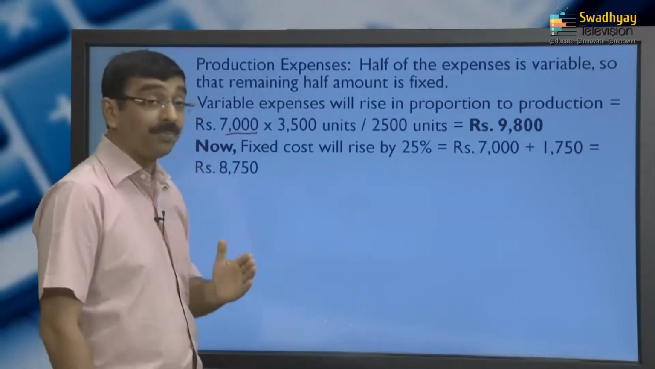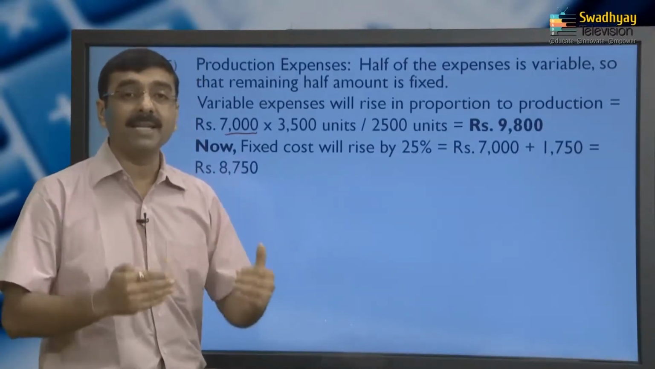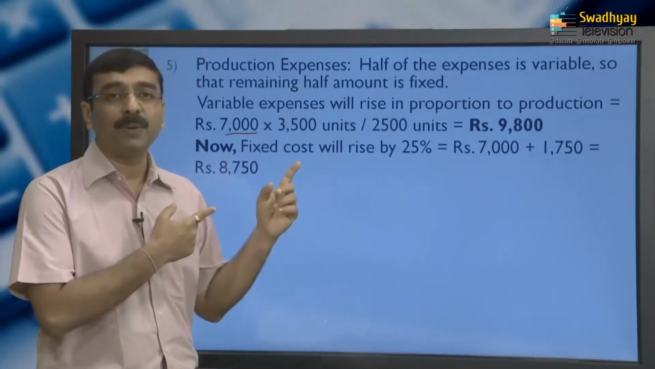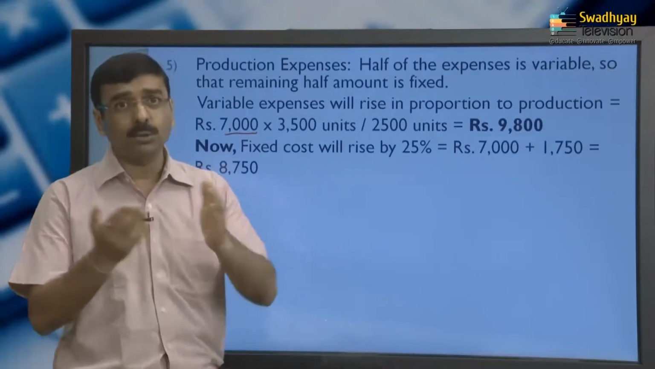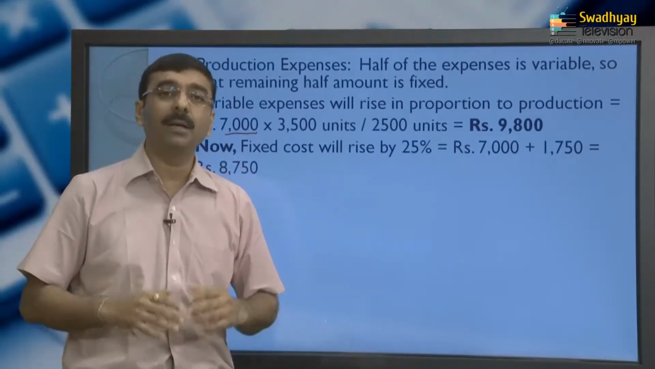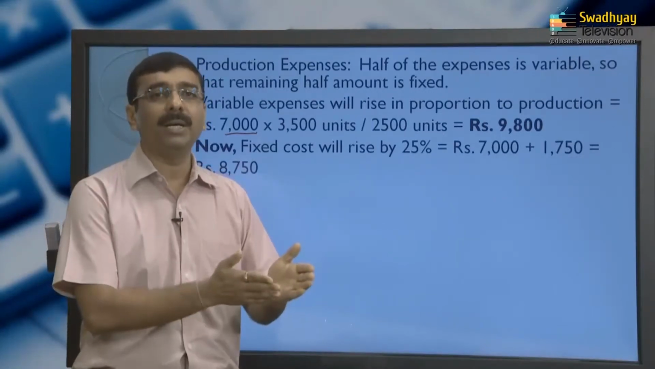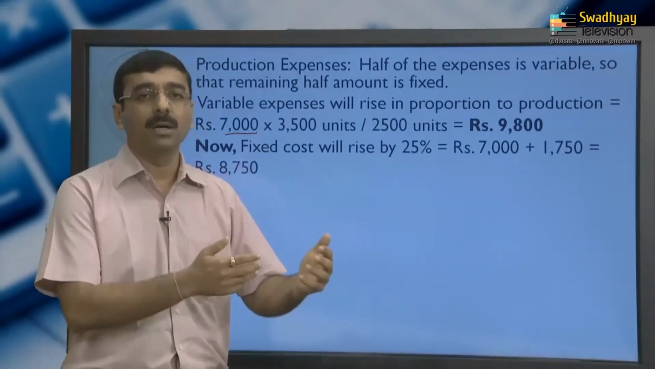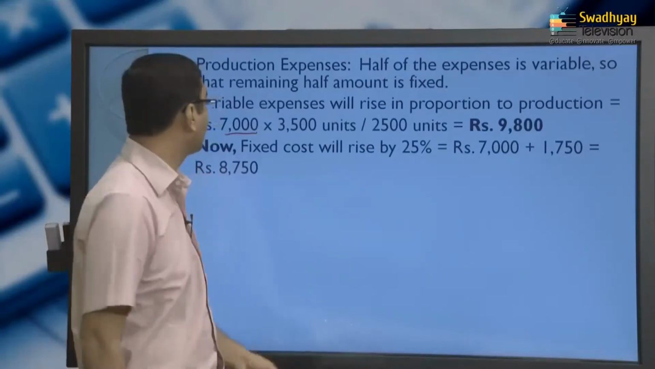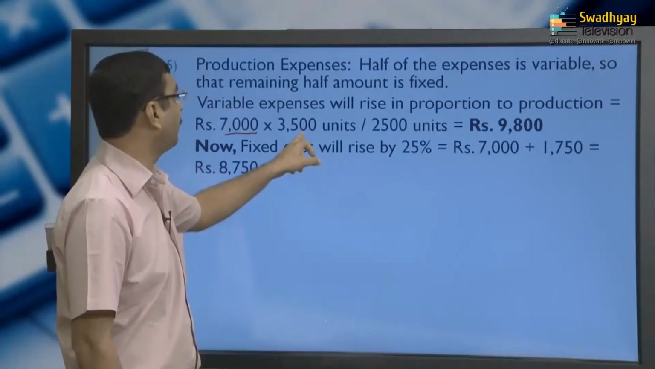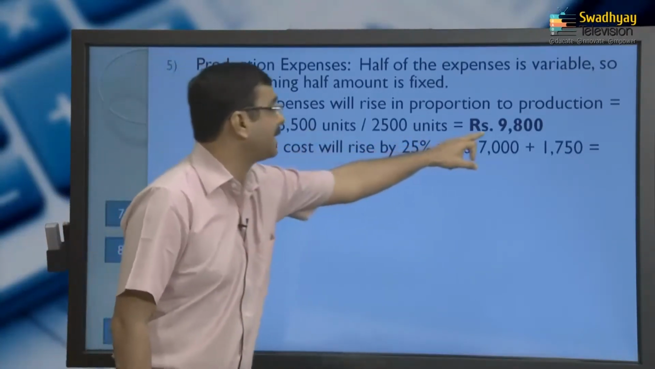Now variable expenses always change on the basis of proportion. In 2013, they manufactured 2500 units, but in 2014 we are manufacturing 3500 units. So according to these 3500 units, we need to identify what amount the variable expenses would change to. First we calculated the variable expenses on the basis of 3500 units. It comes to rupees 9,800.